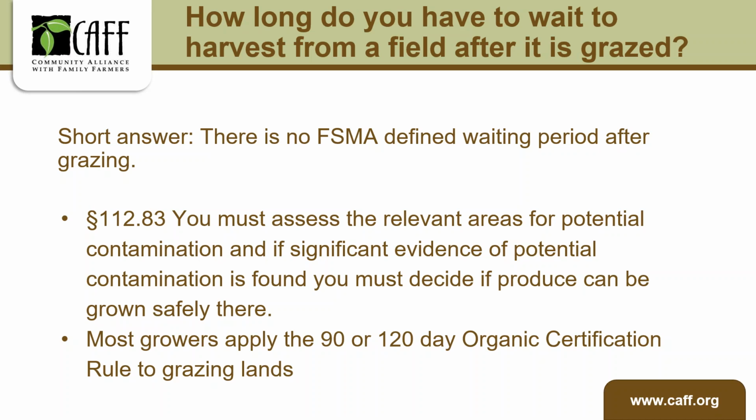And then FSMA is its own federal regulation, but then we also have the National Organic Program federal regulation. So if you are certified organic, then growers are generally following the 90 or 120-day rule after they graze animals through an area or through a field before they were to harvest from that field. So right now FSMA is a little bit unclear about what to do about a field after grazing, but if you're certified organic, then there is more clarity about the 90 or 120-day rule.